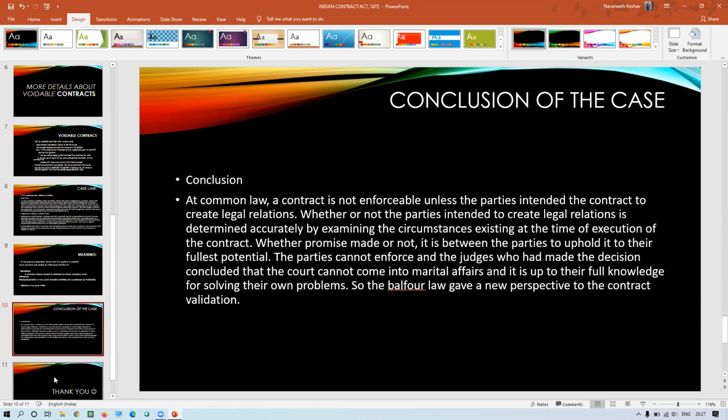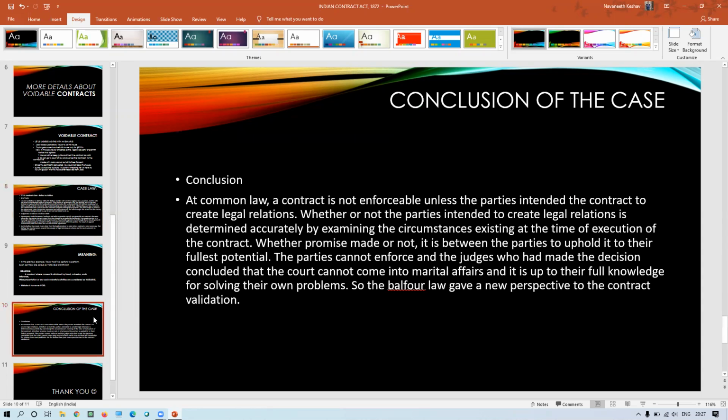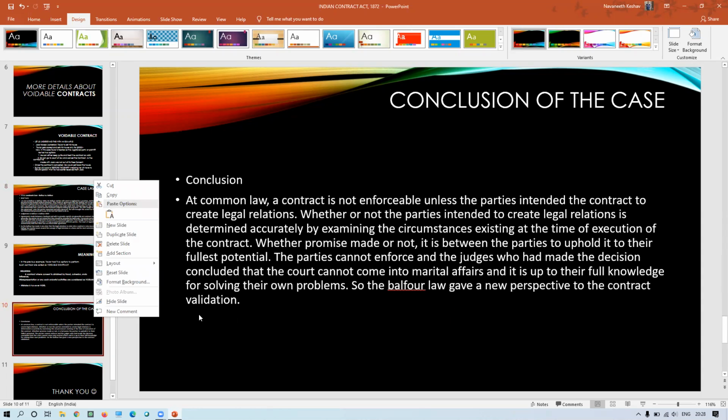That is what we are coming to here. The judgment came out to be that agreements made between husband and wife to provide capitals are generally not contracts. Capitals here, sorry, means to provide money every month. So at the end of the day, she didn't get her monetary compensation because it clearly mentions that agreements made between husband and wife are generally not contracts. That is what the conclusion tells.